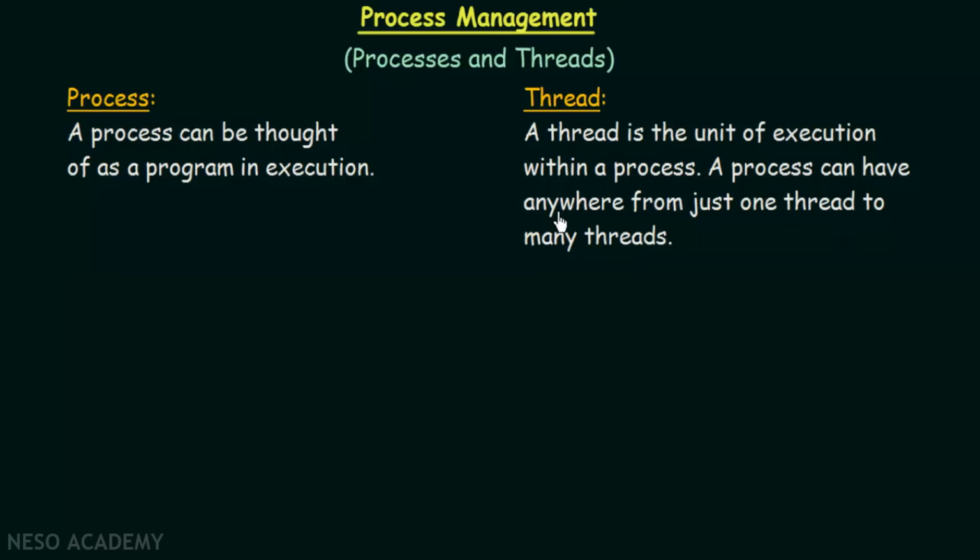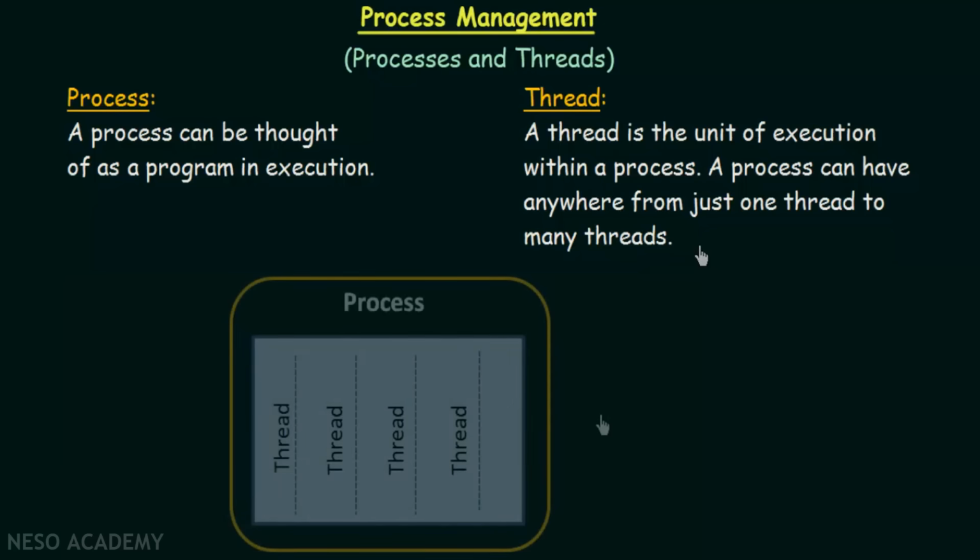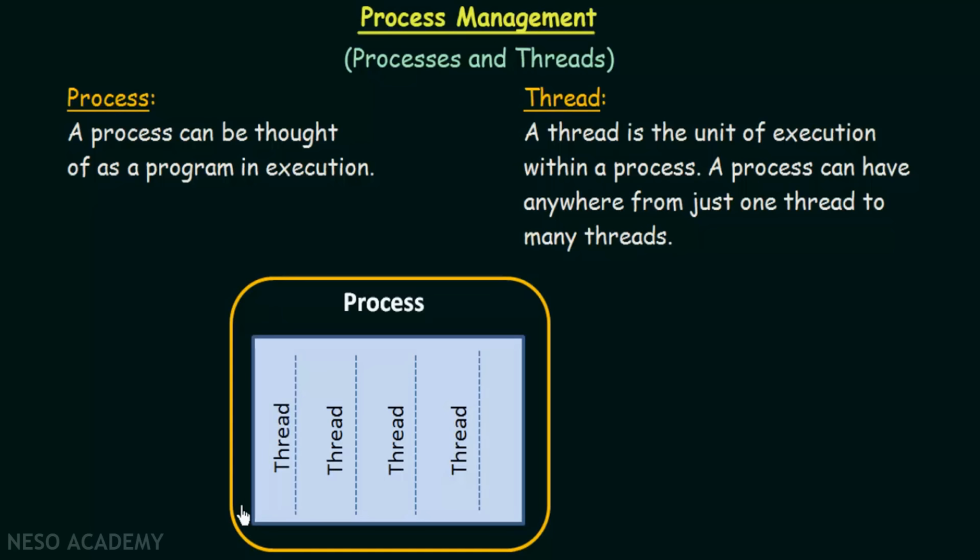So a process can have anywhere from one thread to many threads. That is a difference between a process and a thread. If you look at this diagram, I hope you should be able to visualize and understand what it actually means. Here we call this entire thing a process.